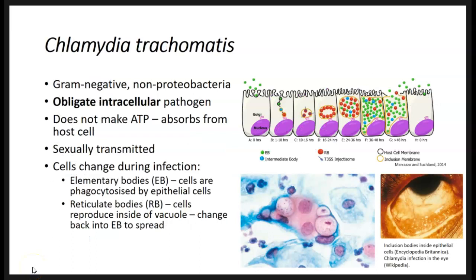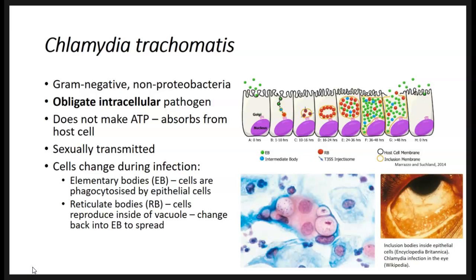Another important prokaryote is Chlamydia trachomatis. So this is a gram-negative, but not a proteobacteria. What's interesting about chlamydia is that unlike most bacteria, but there are other examples of this in the bacteria, chlamydia is an obligate intracellular pathogen. And so it's only able to reproduce if it is infecting another host cell.